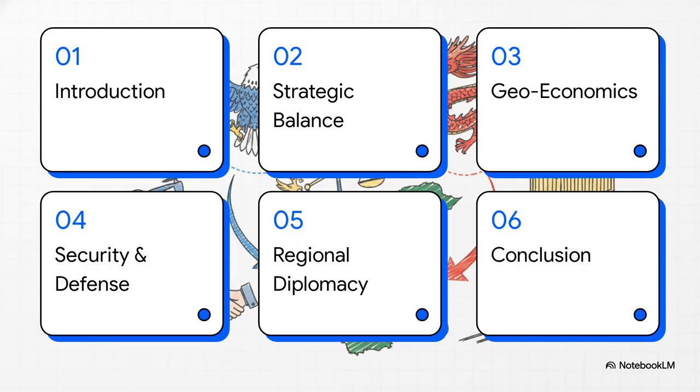All right, think of this roadmap as your actual CSS paper outline. We're going to cover: 1. Introduction, 75 years strong. 2. Strategic balance, U.S. versus China. 3. Geoeconomics, CPEC Phase 2. 4. Emerging security and defense ties. 5. Regional diplomacy and middle powers. And finally, 6. Conclusion, the future trajectory.